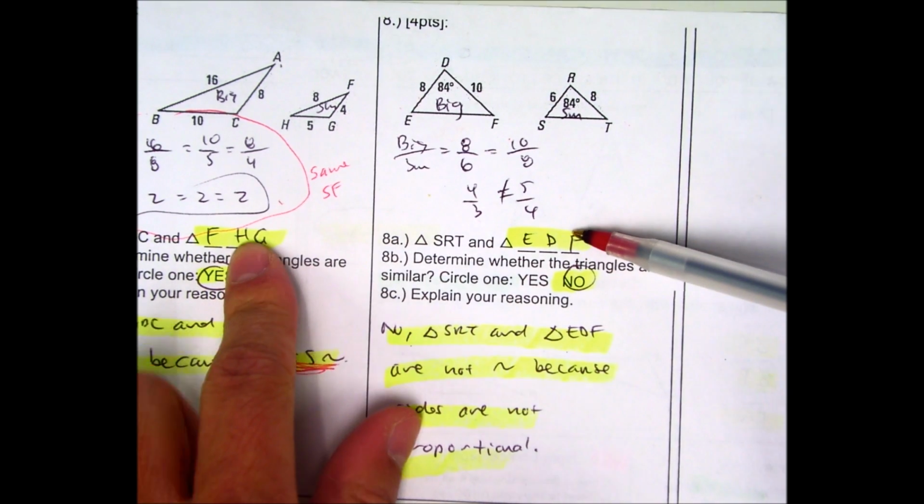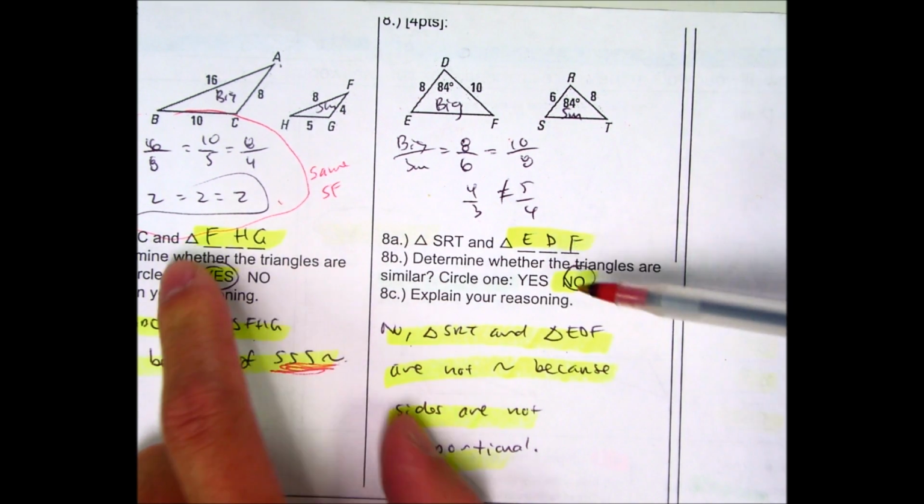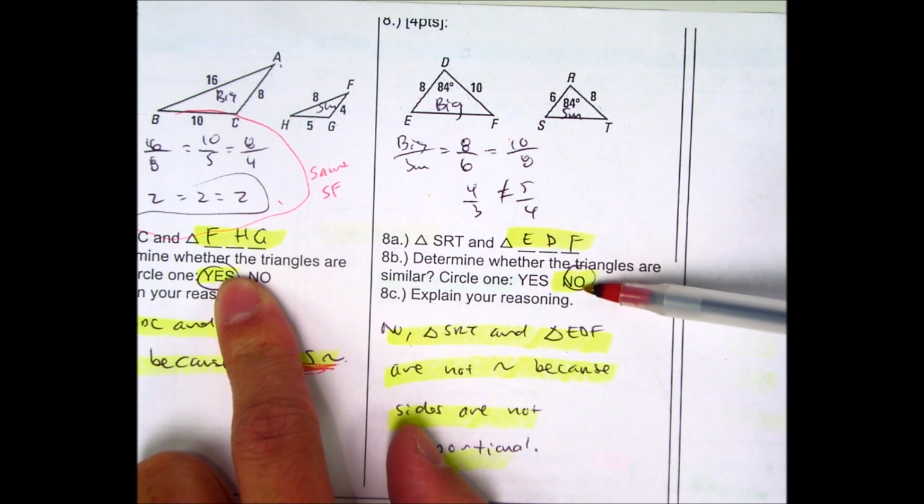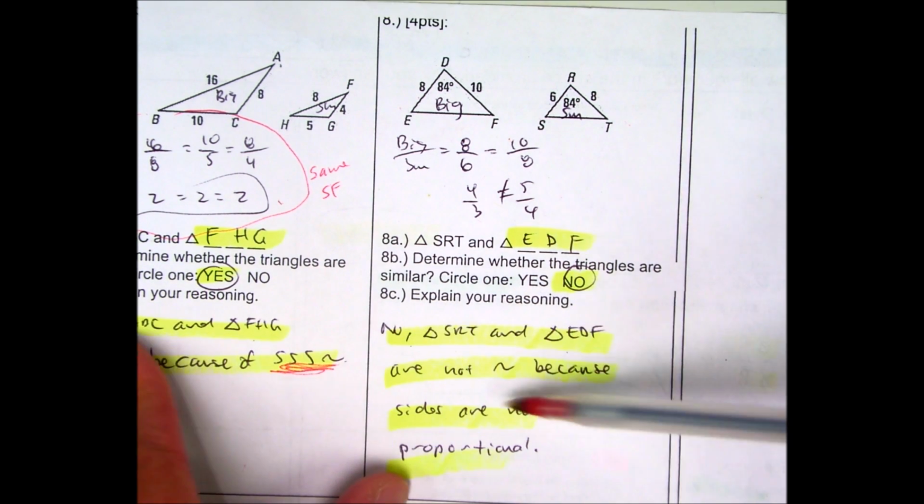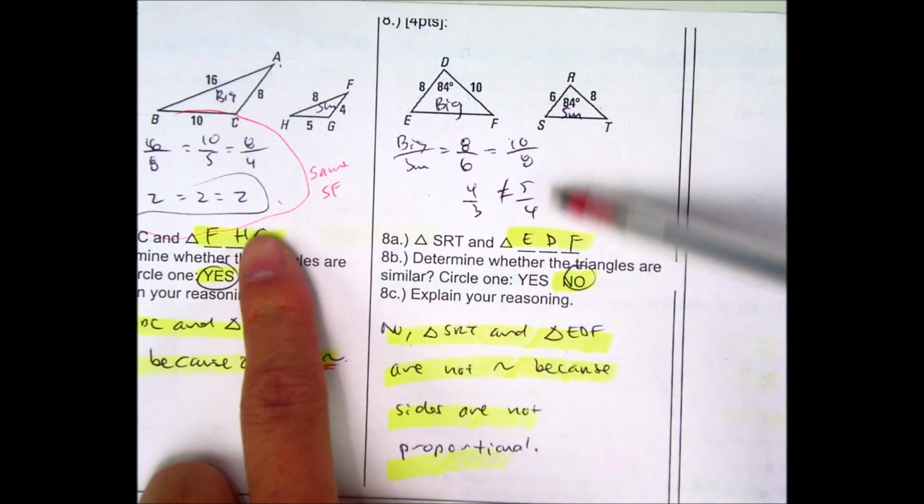So if you got this one correct, I gave you 2 points. If you got another one correct, 3 points. If you wrote yes or no, it doesn't matter. You had to show me about the sides.